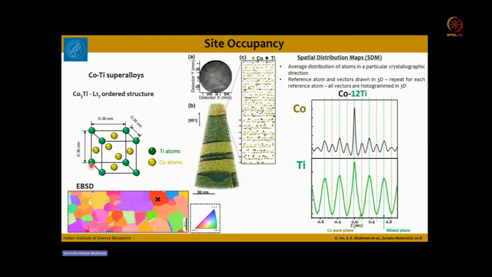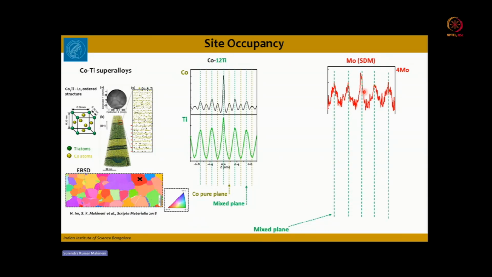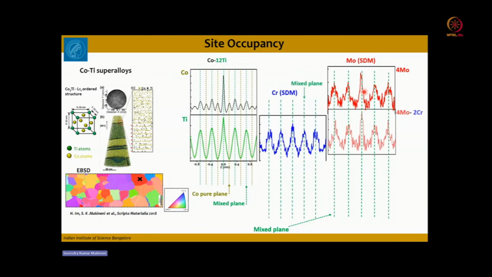Now, what is the application of the site occupancy? If you see this particular alloy, if we alloy Co3Ti with molybdenum, you can see that the molybdenum also goes to the titanium positions, which is at the 0.36 nanometers. Fine. And this is all present in the mixed plane, meaning titanium sites. If you add additional chromium and molybdenum together, both chromium and molybdenum go to the titanium positions, which are the 0 positions.